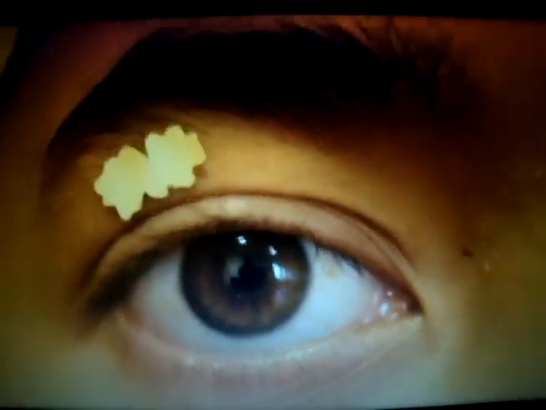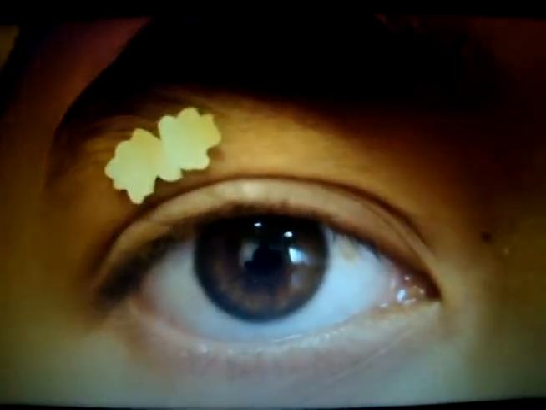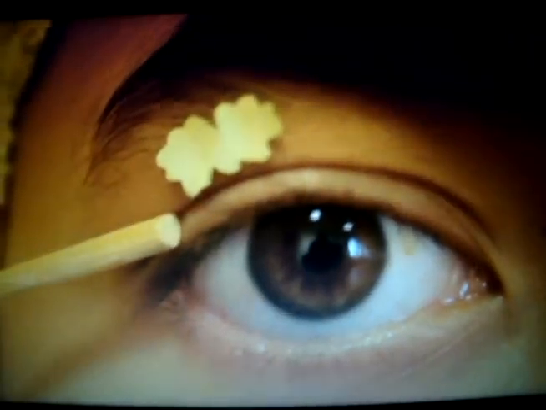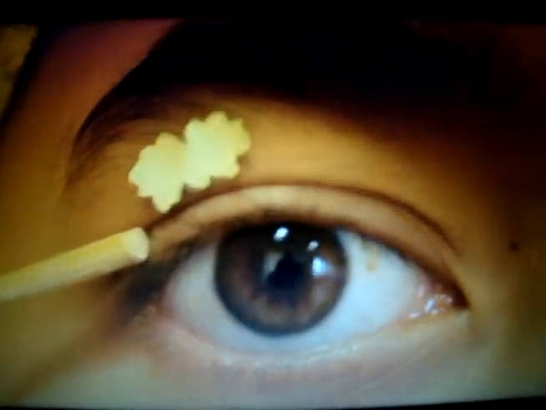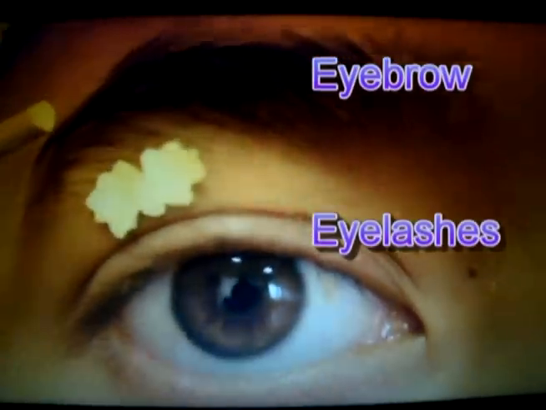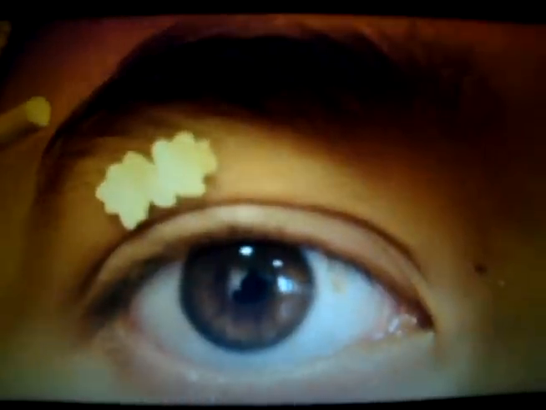Hi, I am Dr. Ilya. Now we learn about the accessory structures of the eye. Firstly are the eyelids. Their function is to protect the eye and provide lubrication. This is the eyelashes and this is the eyebrows. They are used to protect the eye from perspiration, direct sunlight and foreign objects.